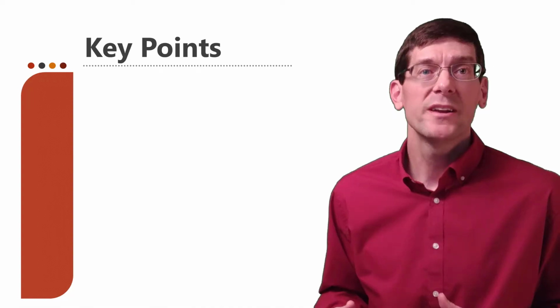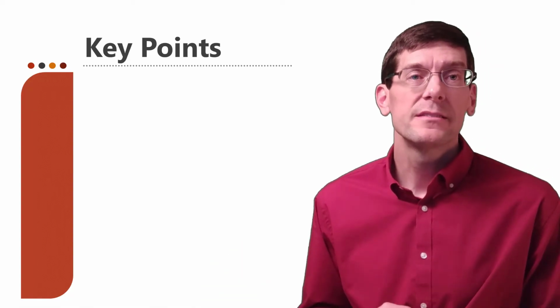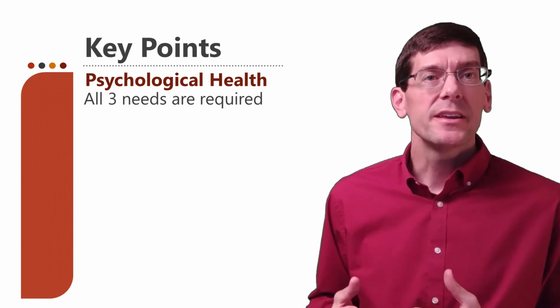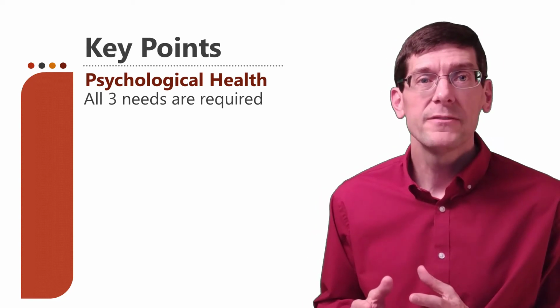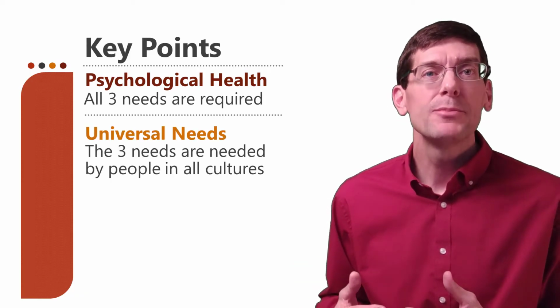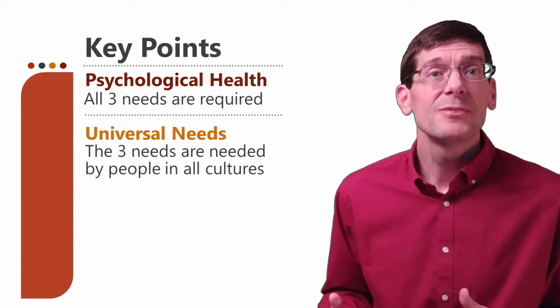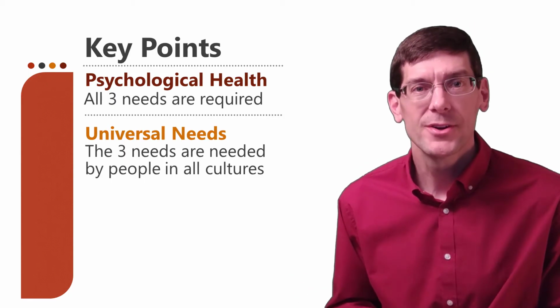Here are a few key points related to cognitive evaluation theory and these 3 psychological needs. To be psychologically healthy, we need to have all 3 of these needs met. 1 or 2 are not enough. And these 3 needs are universal. That is, they're needed by people in all cultures. These 3 needs seem to be human qualities. They're not specific to a particular culture.